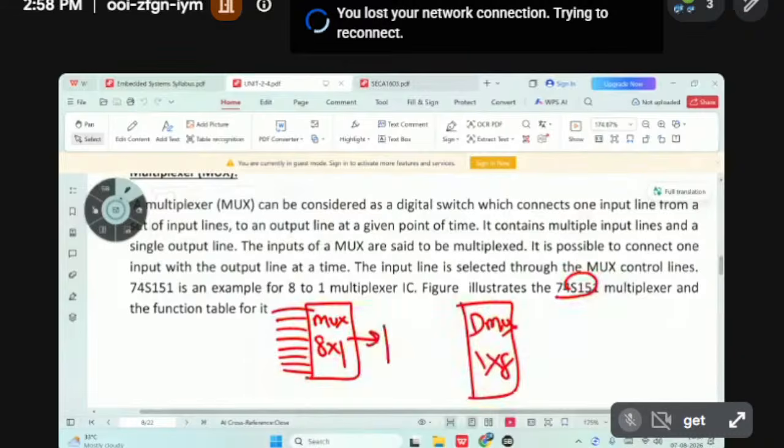Suppose how should I know which of the outputs is selected, right? That should be known with the help of the select line. That should be identified with the help of the select line.